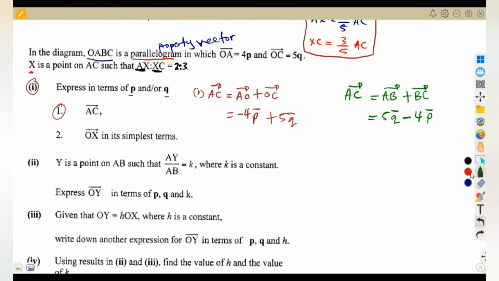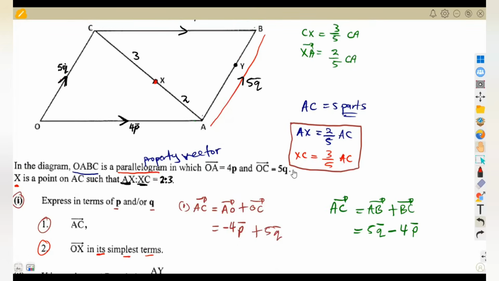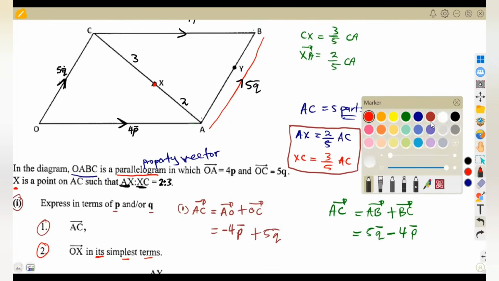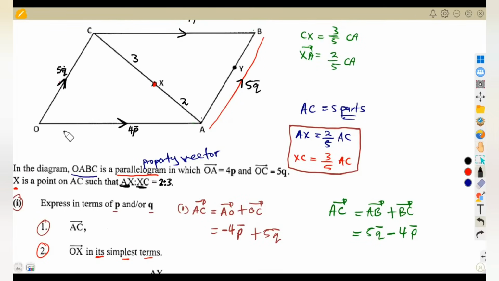Let us check the other part now. We are given to express OX in its simplest form, OX. So if you check now, on our diagram, this is what we need. We need to move from O to X. That means from O here to point X. This is the one that we want.